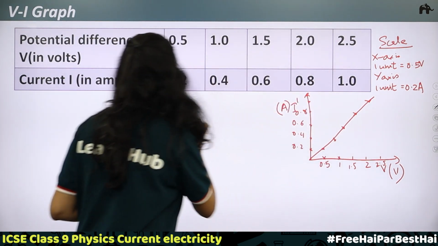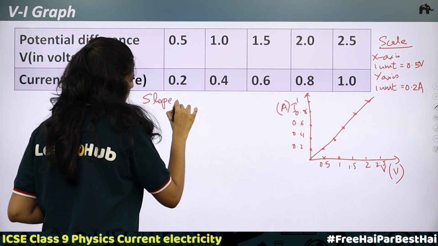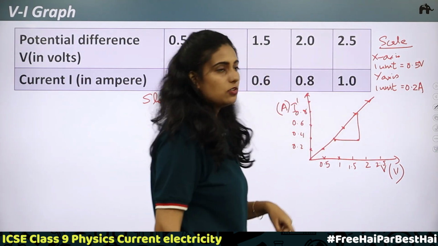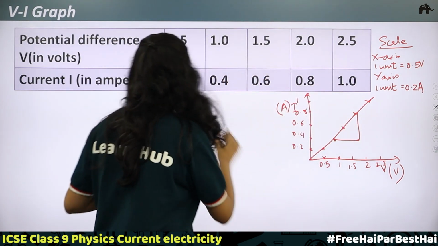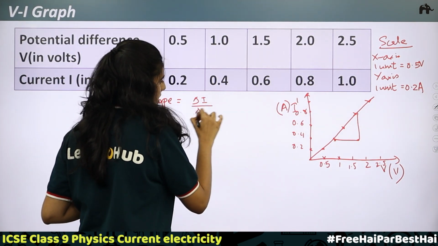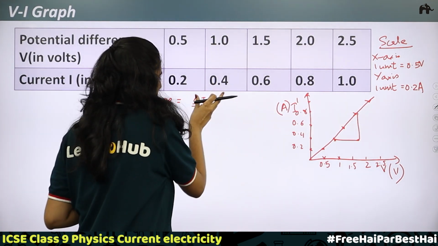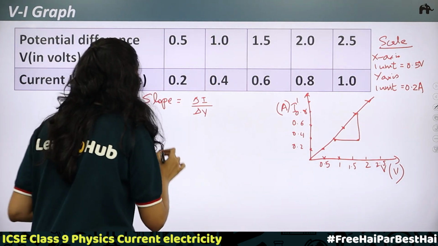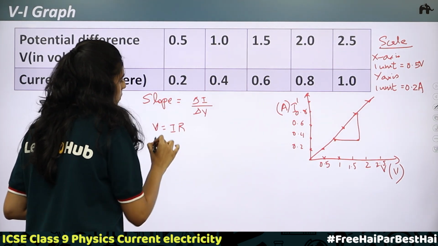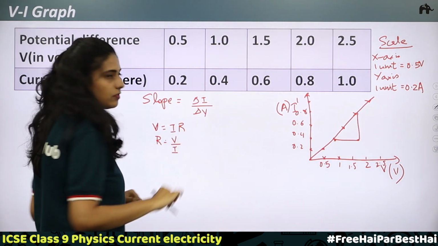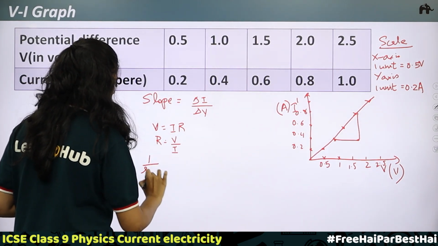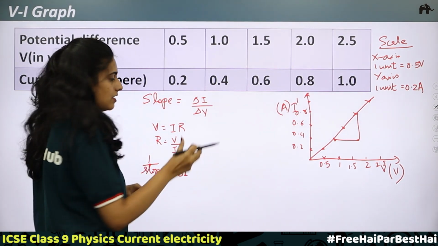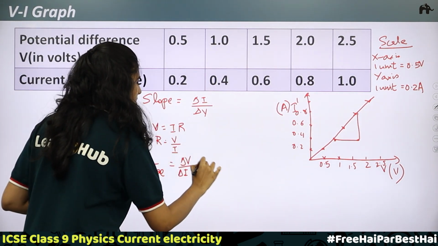When you find the slope of this graph, I am making a triangle. Slope will be equal to delta I divided by delta V, that is, change in current by change in the potential difference. We know that according to Ohm's law, V is equal to IR, which means R is equal to V by I. So when you take 1 by slope, 1 by slope will be equal to delta V by delta I, change in voltage by change in current. So, which is the resistance?